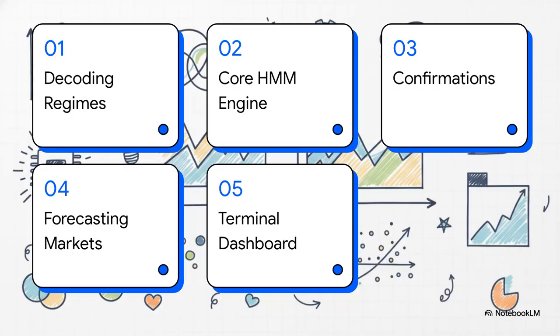Here's a roadmap for today. First, decoding regimes. Second, the core HMM engine. Third, strategy confirmations. Fourth, forecasting markets. And fifth, the terminal dashboard.